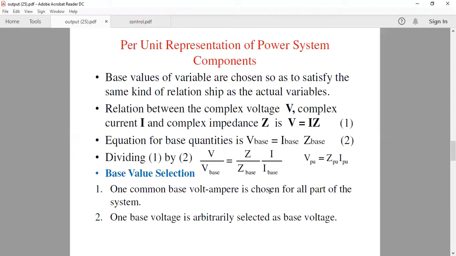One common base volt ampere is used for all parts of the system. So one kVA, MVA or VA is selected for all parts of the power system. One base voltage is arbitrarily selected as the base voltage in one section of the system, and depending on that, we are able to calculate the voltages in different sections of the power system.